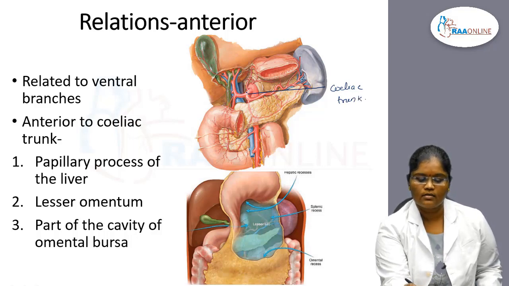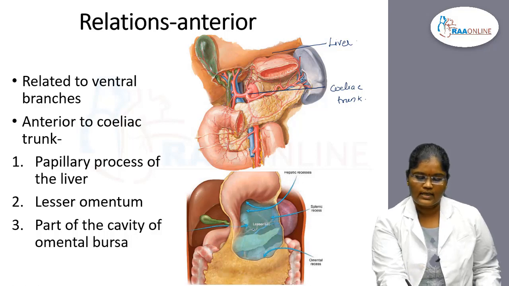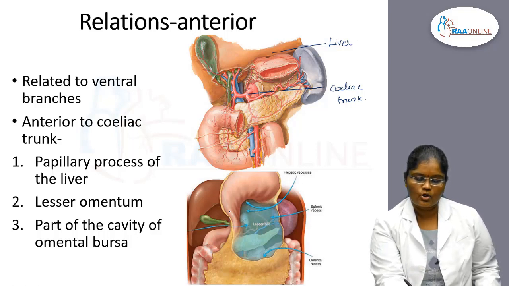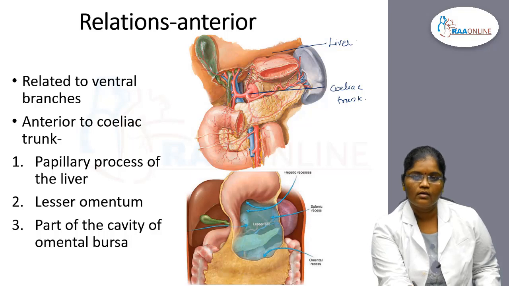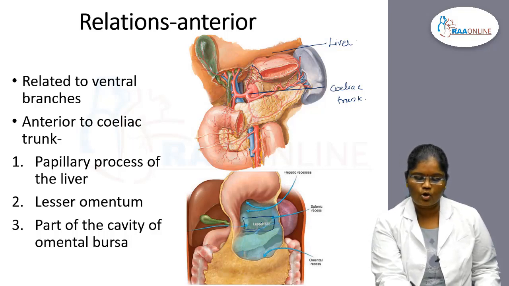Here you can see this is the liver. The papillary process of the liver relates anterior to the celiac trunk, and then the lesser omentum. The lesser omentum is a portion of the peritoneal reflection connecting the lesser curvature of the stomach and the liver, and also part of the cavity of the omental bursa. The omental bursa is otherwise called the lesser sac. Just behind the stomach is the omental bursa.